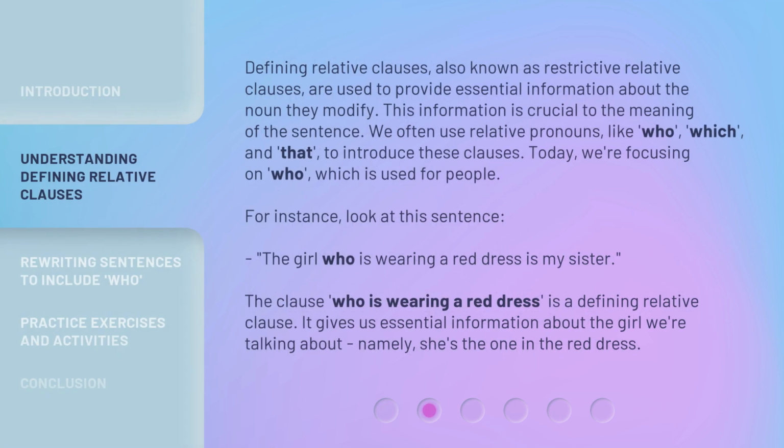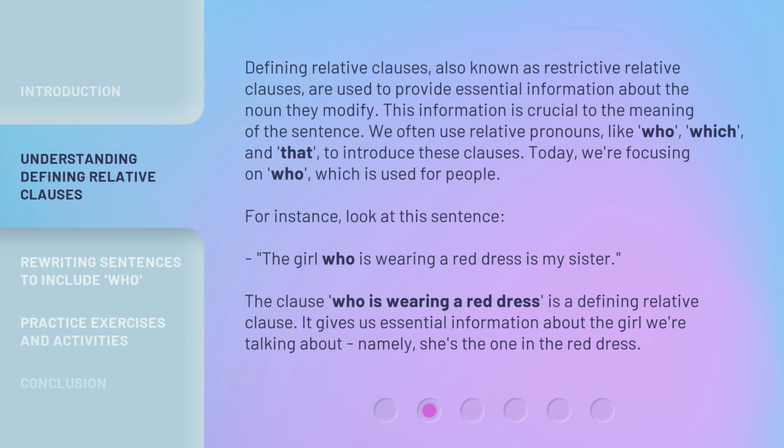Defining relative clauses, also known as restrictive relative clauses, are used to provide essential information about the noun they modify. This information is crucial to the meaning of the sentence. We often use relative pronouns, like who, which, and that, to introduce these clauses. Today, we're focusing on who, which is used for people.